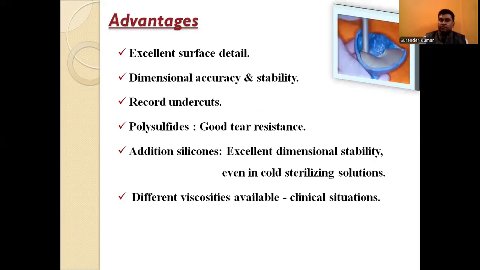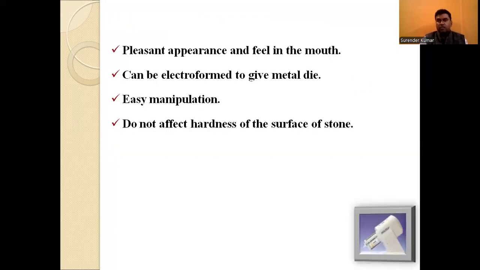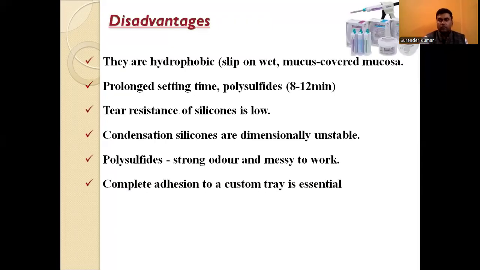Now, advantages. They have excellent surface detail, are dimensionally accurate and stable, and can record undercuts. Polysulfide has good tear resistance. Addition silicone has excellent dimensional stability, even in cold sterilizing solutions. Different viscosities are available for different situations. There is a pleasant feel in the mouth. They can be electroformed to give a metal die. They are easy to manipulate. They do not affect the hardness of the surface of the stone.